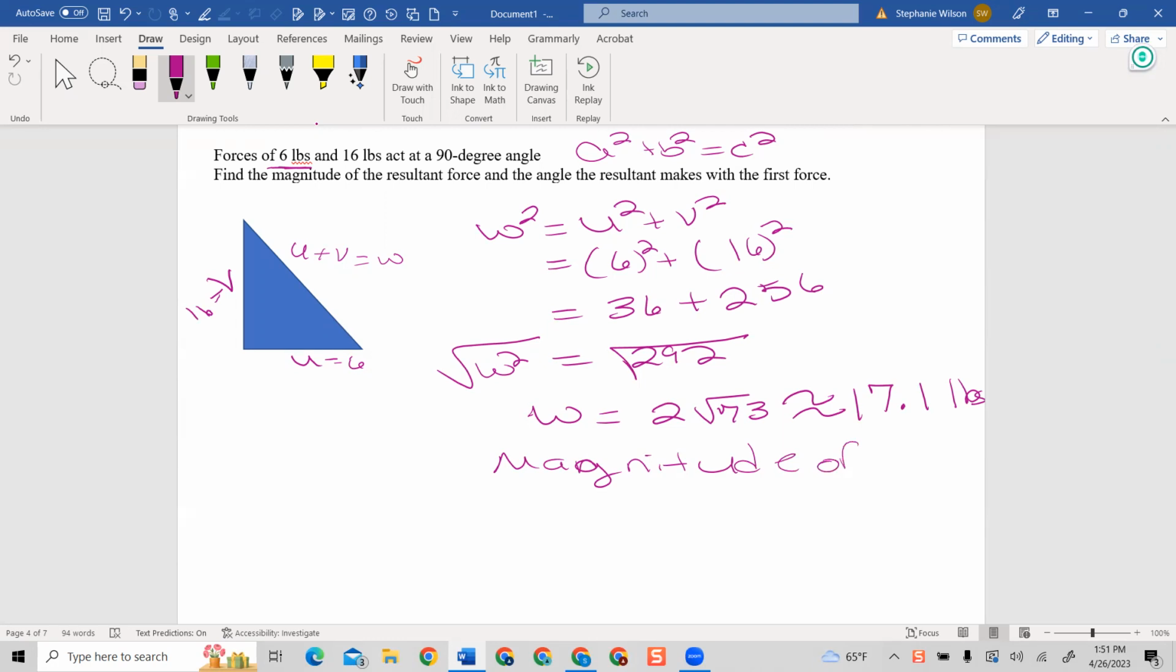of the resultant force. Okay, so that answers one part.